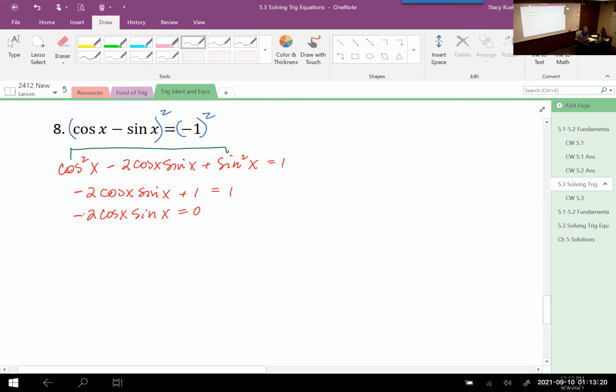Now let's divide off by that -2. And I get cosine x times sine x is equal to 0. Cosine x and sine x are factors that are equal to 0. So now I'm just going to take cosine equals 0 and sine equals 0.